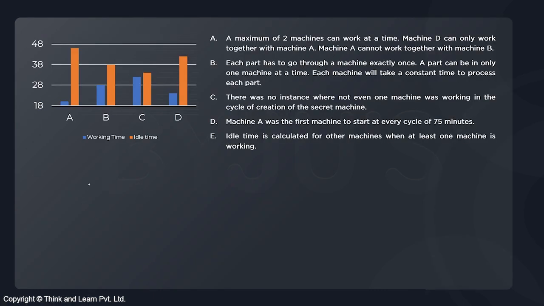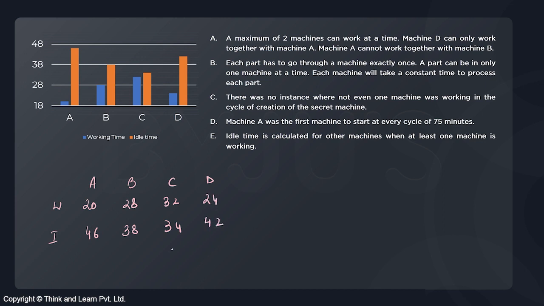First of all, if I talk about these four machines A, B, C and D, what is the working time and idle time for each one of them? For machine A, the working time is 20, the idle time is 46 minutes. For machine B, the working time is 28, the idle time is 38 minutes. For machine C, the working time is 32, the idle time is 34 minutes. And for machine D, the working time is 24 and the idle time is 42 minutes.